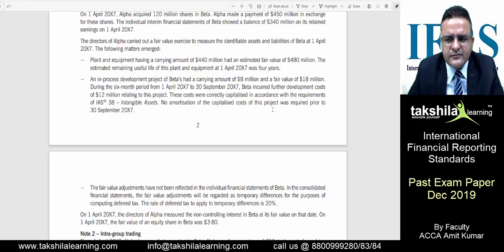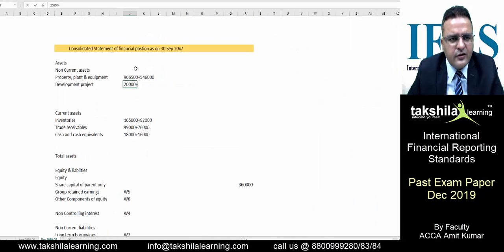No amortization was required prior to 30 September 20X7. So we'll not be charging any amortization on this development cost. So the fair value of 10 million is not included. So we'll need to include this fair value of 10 million. And this is not subject to amortization, so this balance equals 30,000.